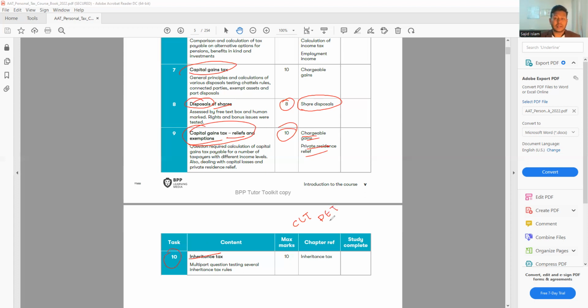And we have to look at a few things like the nil rate residence band and also some exemptions. We have to remember all the rules. If you remember that, these 10 marks are not very difficult to get. It's quite straightforward and easy to get 10 marks in the exam. And this is the only chapter, inheritance tax, you have to know to get the 10 marks.